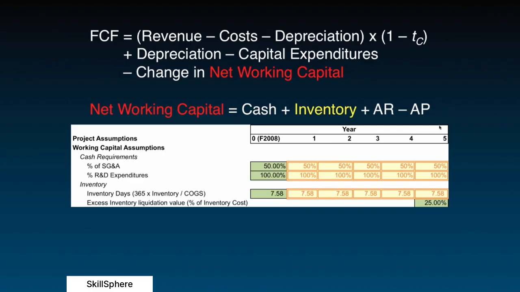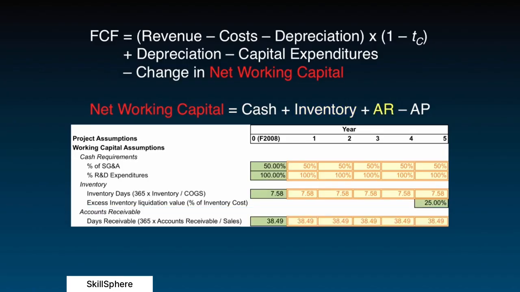And finally, I want to recognize that at the end of this, I'm going to have some inventory left over, which I assume I can get 25 cents on the dollar. At that point, it's going to be fairly obsolete. I might want to scrap it. I might want to sell it on some secondary market. So I'm going to assume 25 cents on the dollar for that remaining inventory at the end of this project.